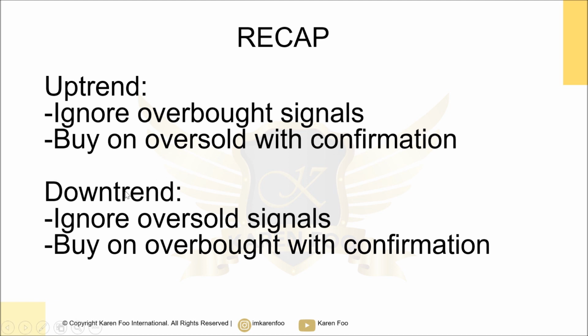And on a downtrend, you want to ignore oversold signals because when the sellers are in control, it tends to give you a lot of oversold signals. So when you see oversold signals in a downtrend, most of the time it just means that the bearish trend is getting stronger and stronger. But if you see an oversold signal at the end of a downtrend, it might mean that the price is going to go back on an uptrend, okay? So an oversold signal is only significant at the end of a downtrend.